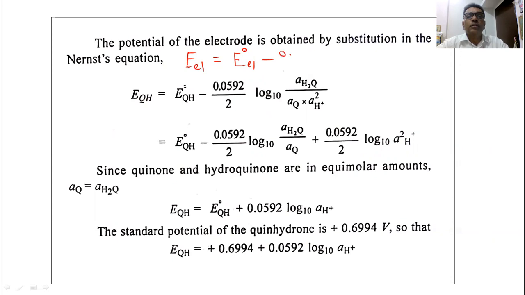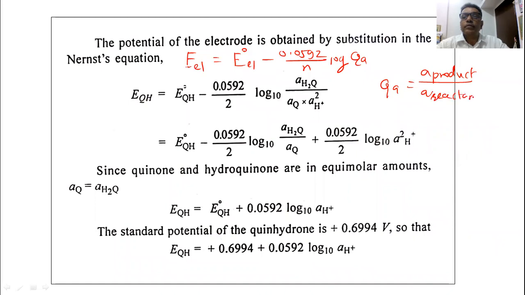minus 0.0592 divided by n log of QA, where QA is the reaction quotient. That is, QA is equal to the activity of the product divided by the activity of the reactant. That is the reaction quotient. So in place of QA, we can write the activity of the product divided by the activity of the reactant.